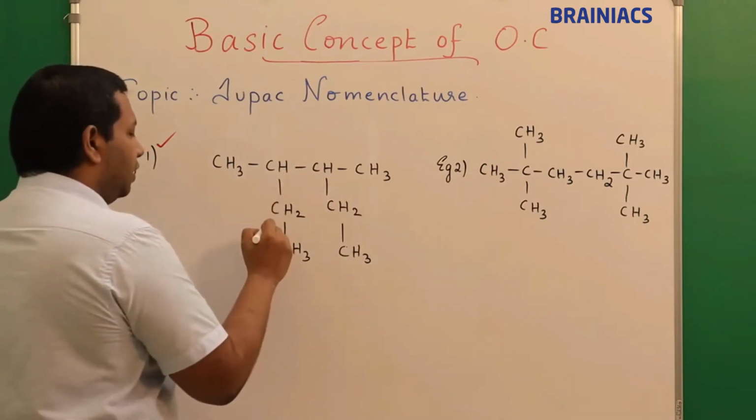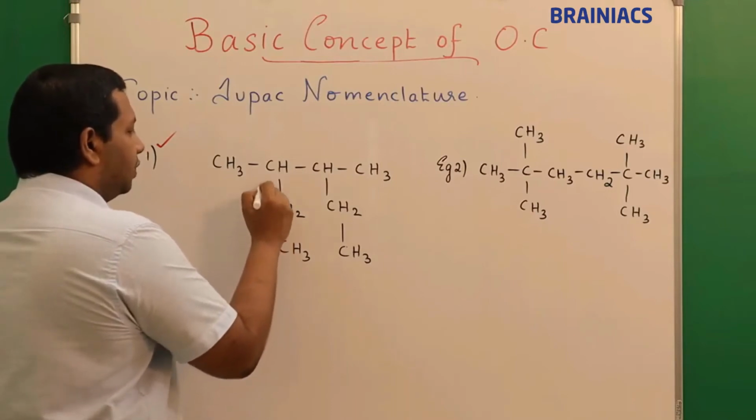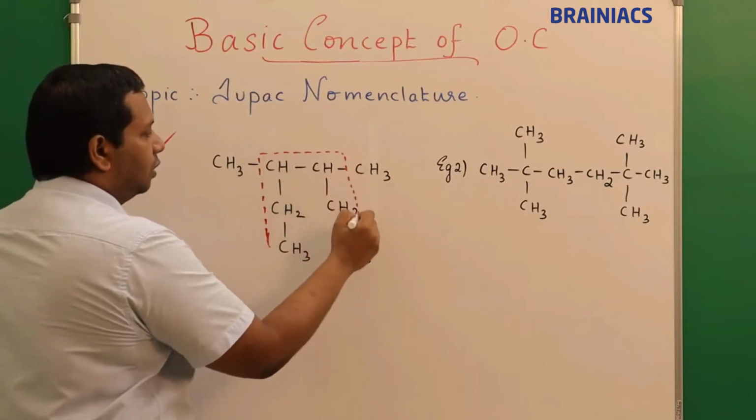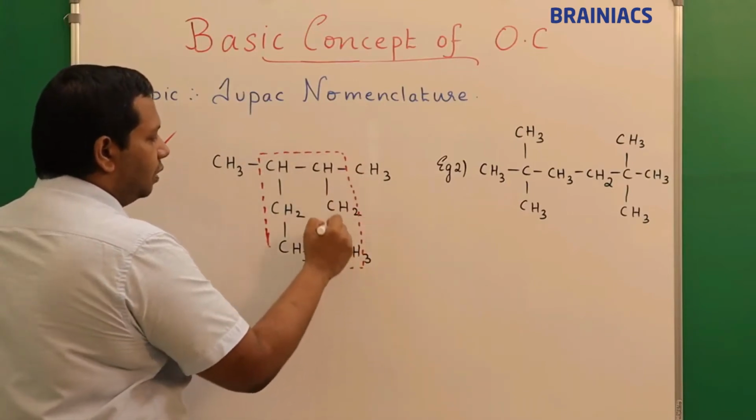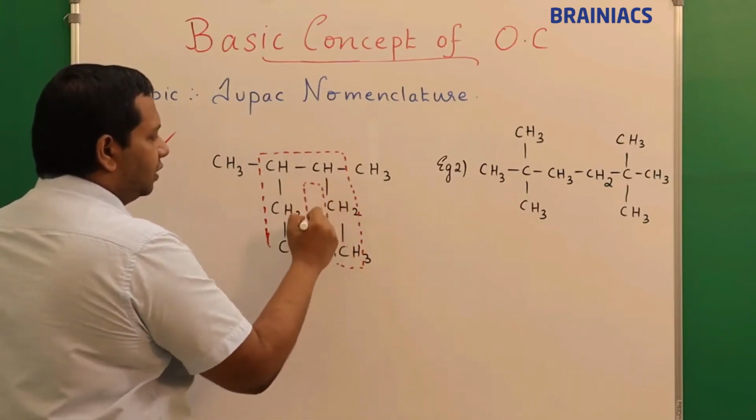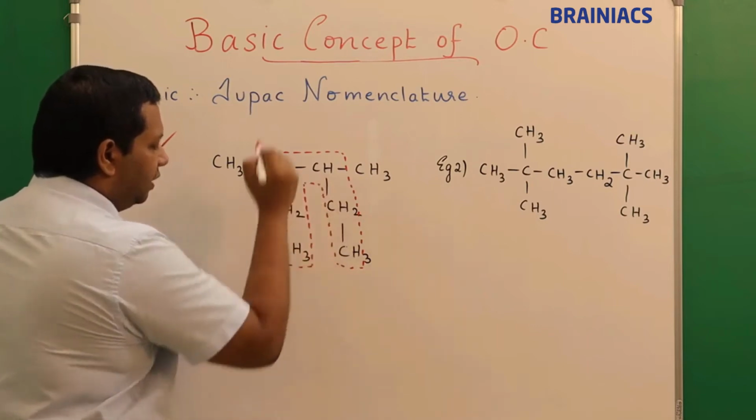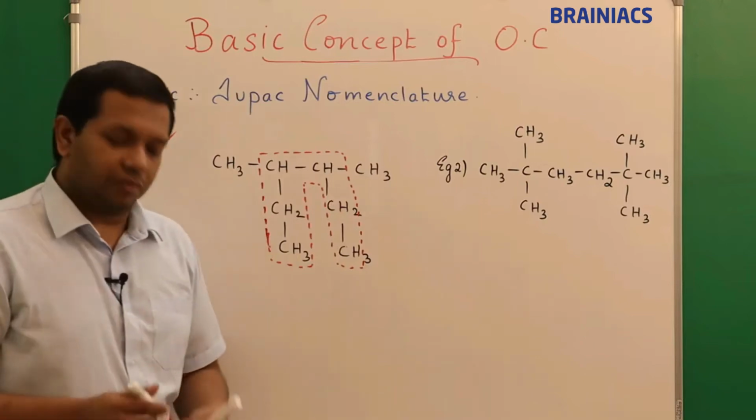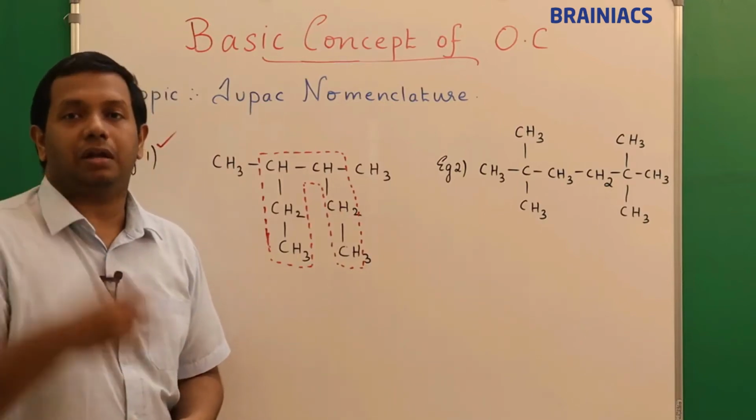So I will start from here, then I will go in this fashion. This is my longest continuous parent carbon chain. So I have now chosen that. Now what is the next step? Next step is numbering. Correct.